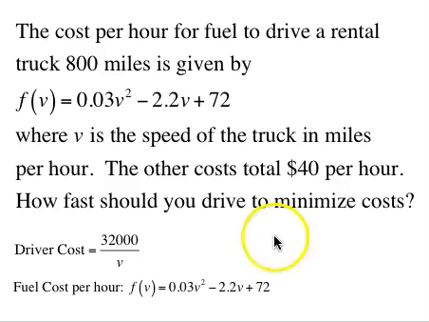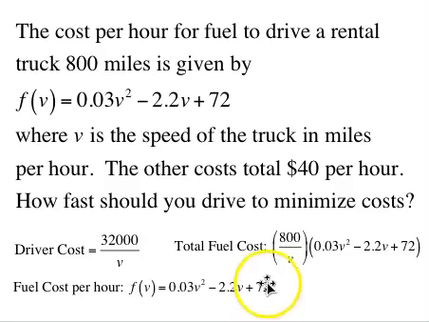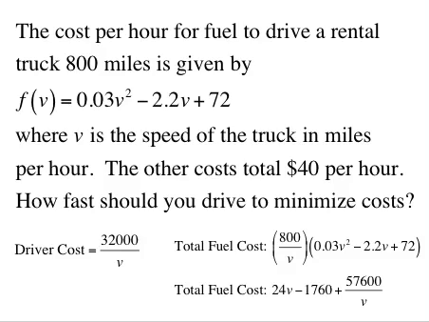Our fuel cost per hour, 0.03 v squared minus 2.2 v plus 72. But we need our total fuel cost. Our total fuel cost is the number of hours times dollars per hour. Number of hours, 800 divided by v, times all of this. What does that become? 800 times 0.03, 24v, minus 800 over v times 2.2v, minus 1760. 800 times 72, 57,600 divided by v. That's our total fuel cost. There's our total driver cost. We want to add those together to get our total costs.